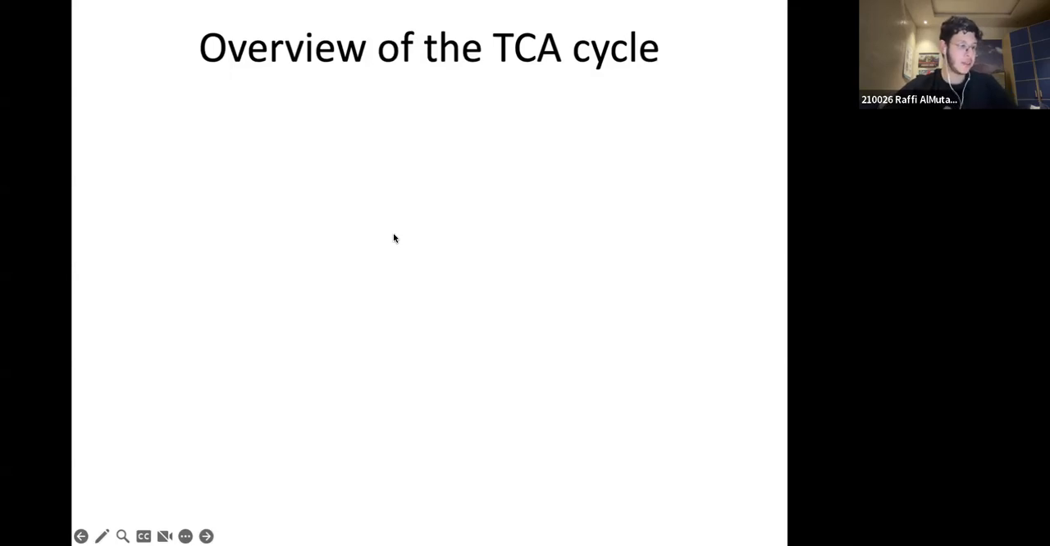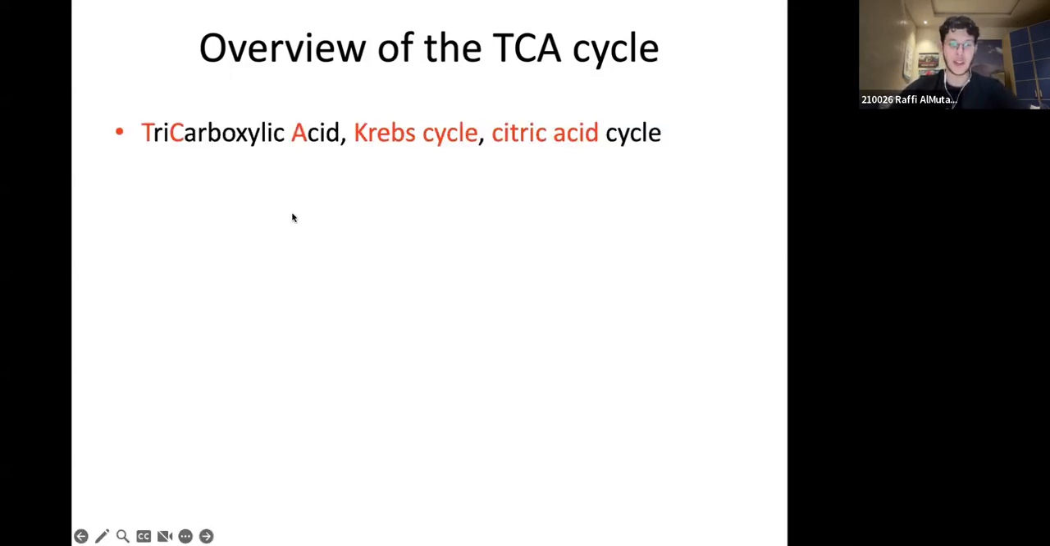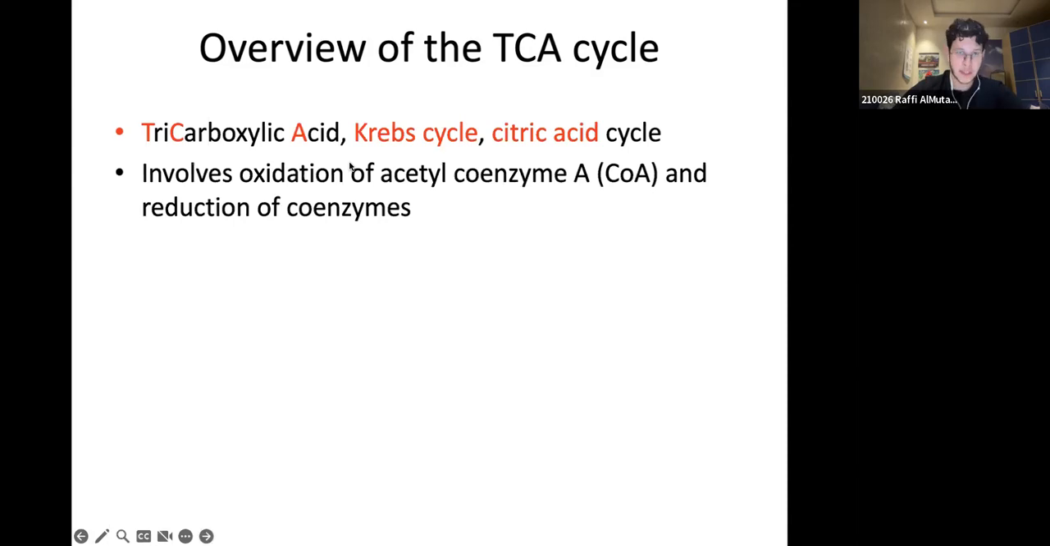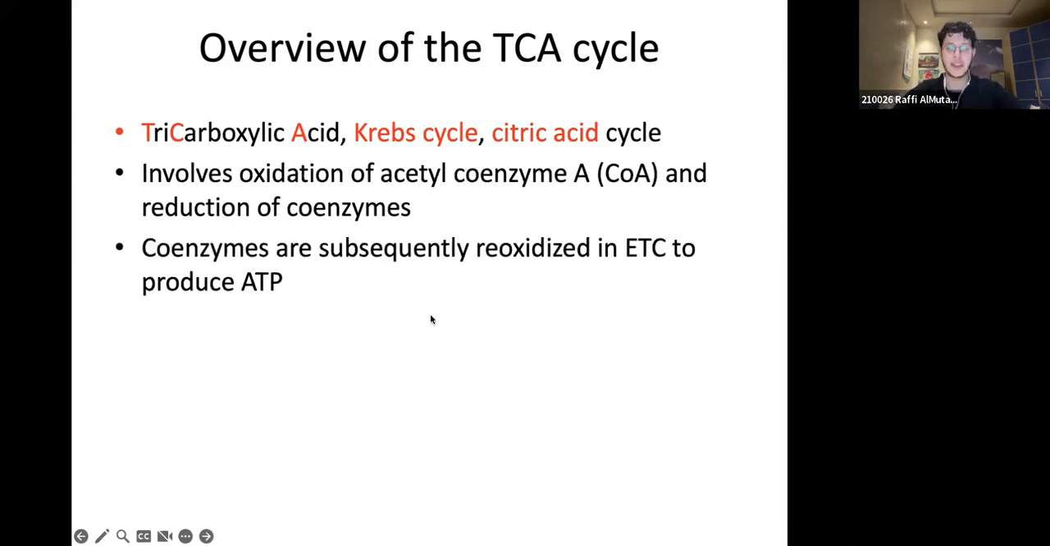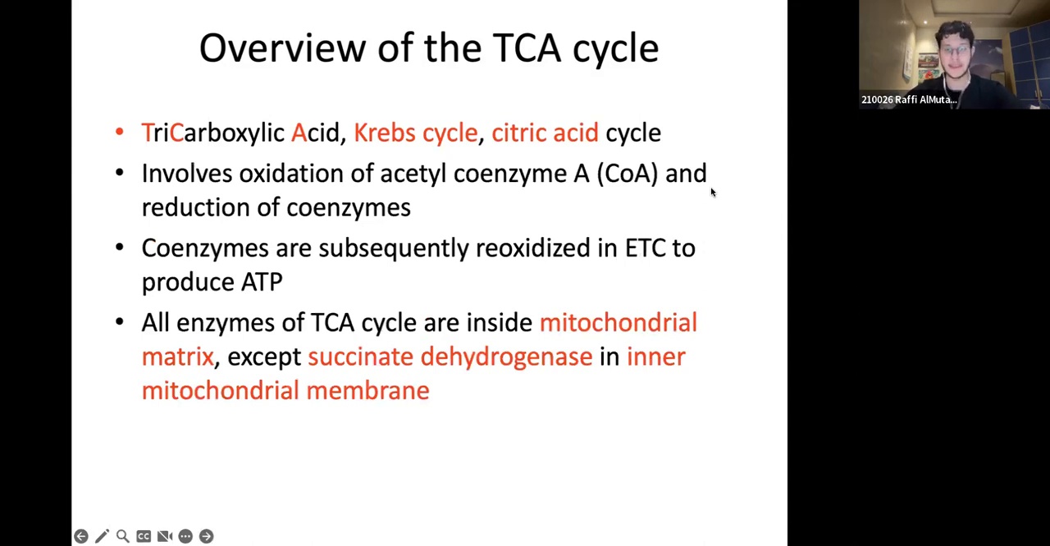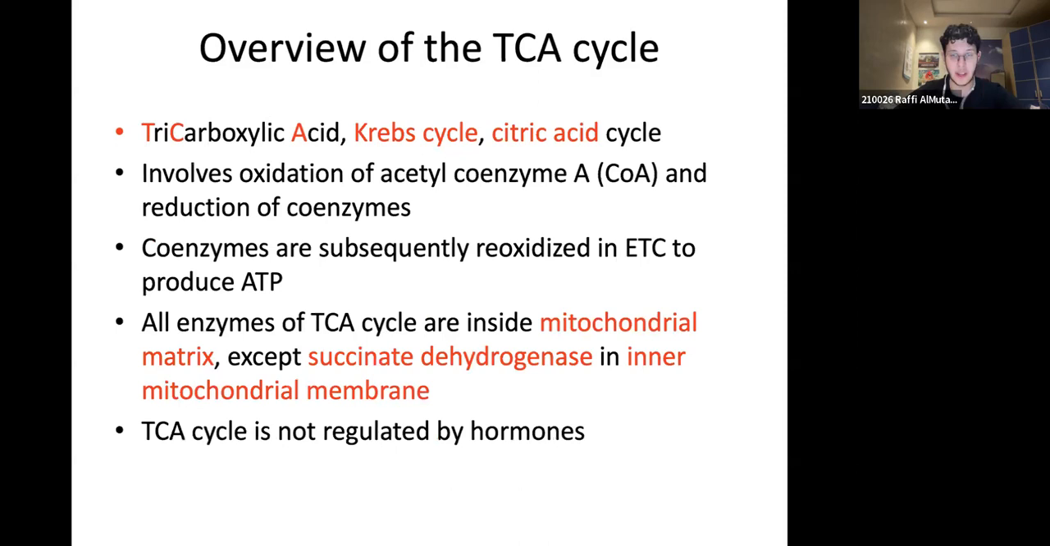TCA cycle. Tricarboxylic citric acid, we've said all this. It involves the oxidation of acetyl-CoA. We've mentioned this. Then it goes into the ETC to make the ATP. And this is happening in the mitochondrial matrix. Yes, that's important, except for succinate dehydrogenase.